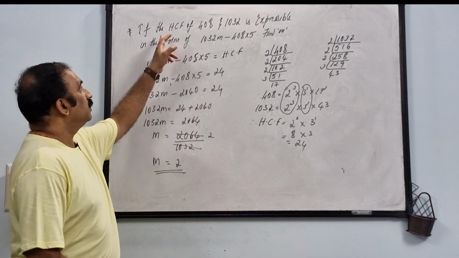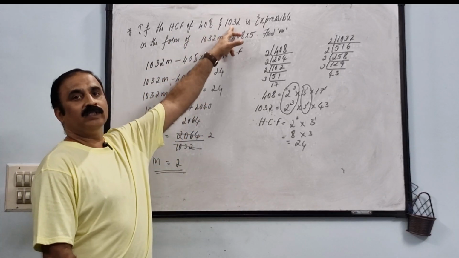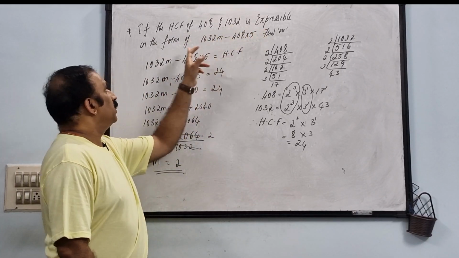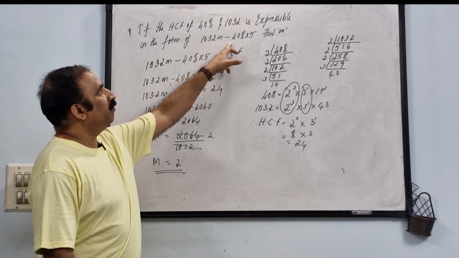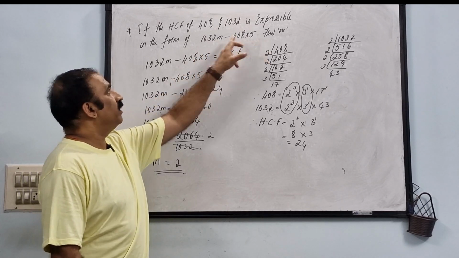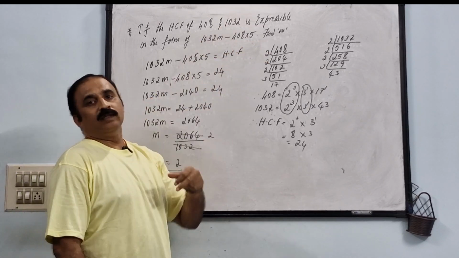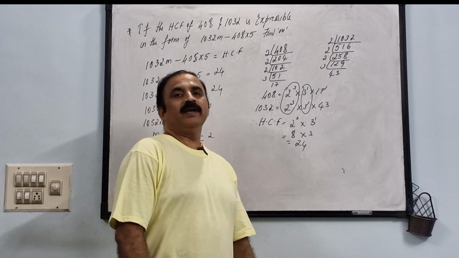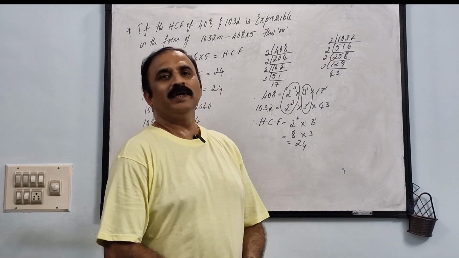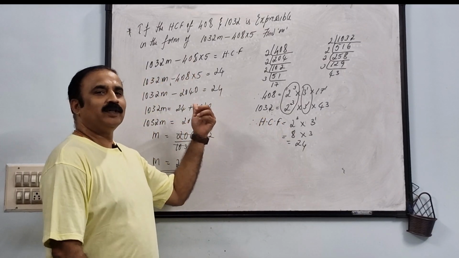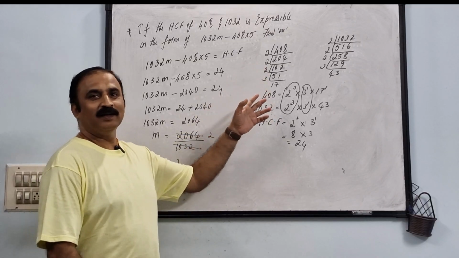One of the problems here is: if the HCF of 408 and 1032 is expressible in the form of 1032m minus 408 into 5, you have to find the value of m. This had been done, but while recording, audio was a problem, so it is being taken up again. So I thought I'll explain as it is being done here.